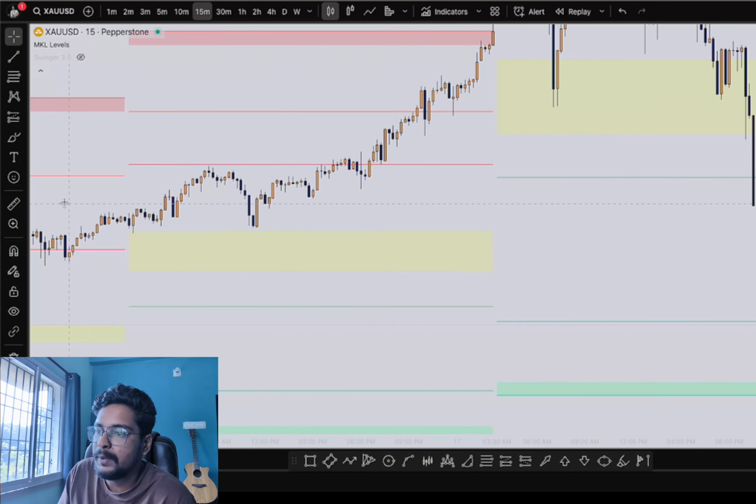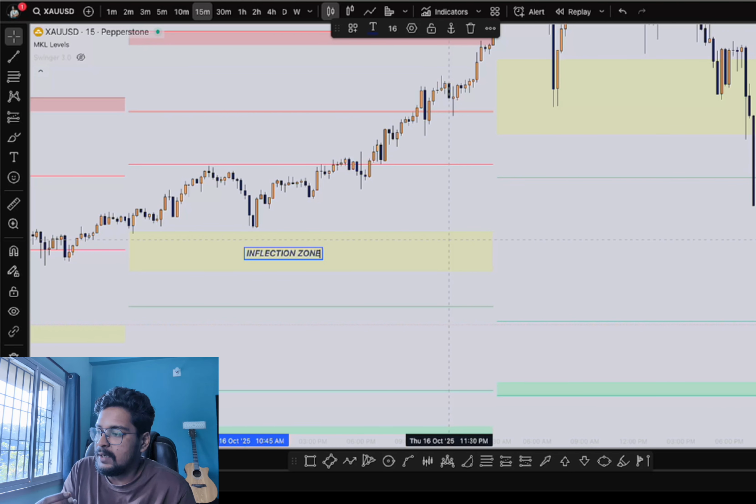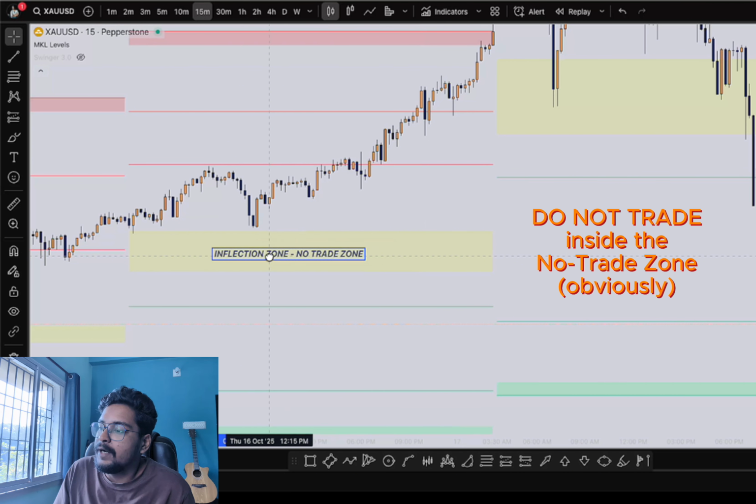So the yellow zone in the middle, right? This is called the inflection zone. Inflection zone means the zone where there are no clear buyers or sellers. All right, so there's a tug of war between the buyers and the sellers, and whoever wins the battle, the markets will go in that direction. So inflection zone basically in easier terms means the no trade zone. All right, this is our no trade zone.